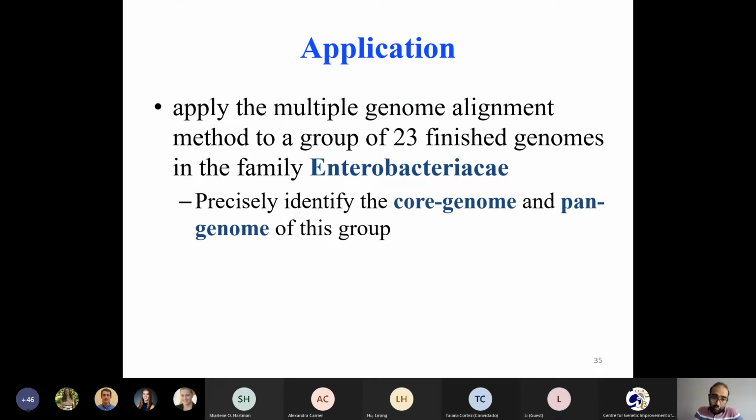And also, the first use of this algorithm was on a group of 23 finished genomes of a bacterial family. When we did this alignment for the 23 finished genomes, the MOVE algorithm helped to identify the core genome and the pan genome of this group.